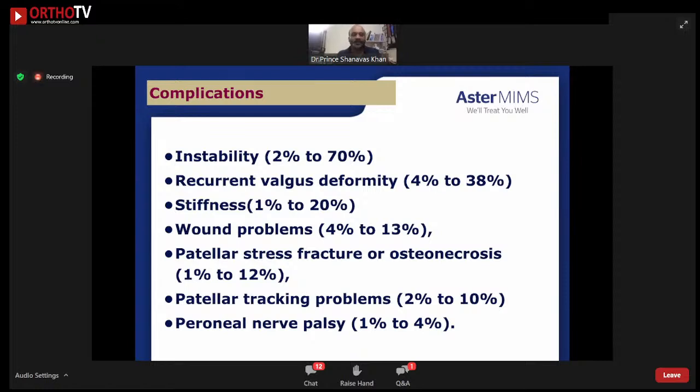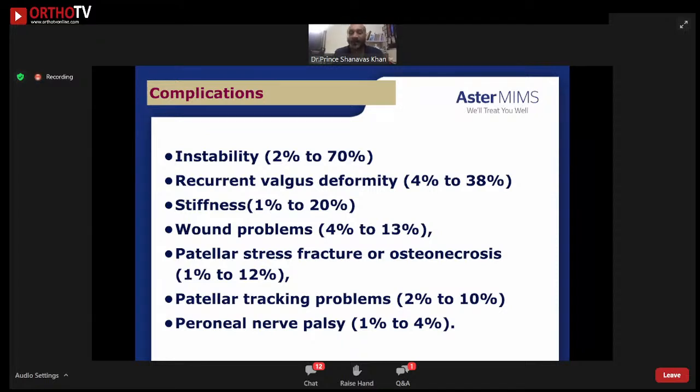Coming to the complications, instability is reported between 2 to 70%. That was because of different inadvertent releases. But with the new pie-crusting and inside-out technique, this has dramatically reduced the rate of instability. Recurrent valgus instability is a result of the distal femoral cut. If you cut at 6 degrees, you will be undercorrecting and it will result in a valgus deformity.